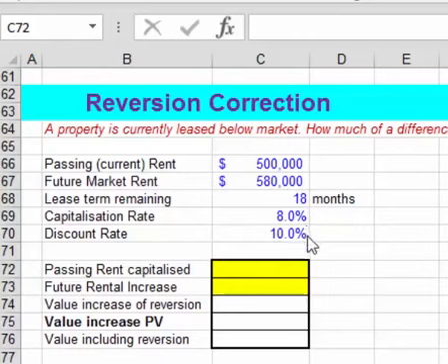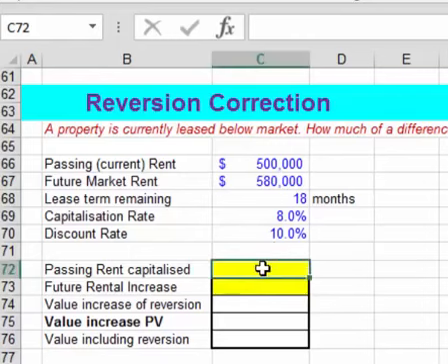Here I'm using two different rates. Often valuers will adopt a single rate as long as they're shrewdly selected. A single rate for both capitalisation and discount won't introduce so much of a significant error in the final valuation, especially since the reversion is only a minor part of the whole value. Okay, what are we going to do here?